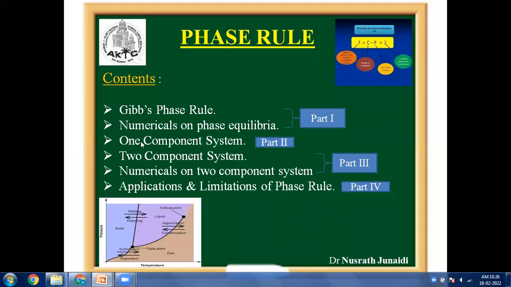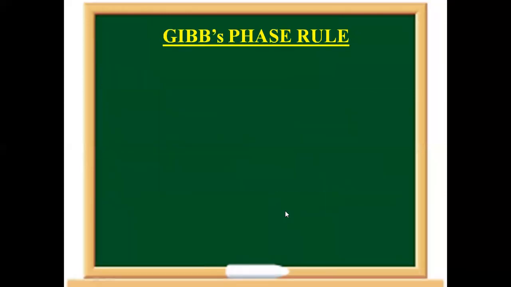We will come to know what is one component, what is two component, what are the different parameters or the factors which govern this phase rule. Okay. Now let's come to the part one by starting with the Gibbs phase rule.